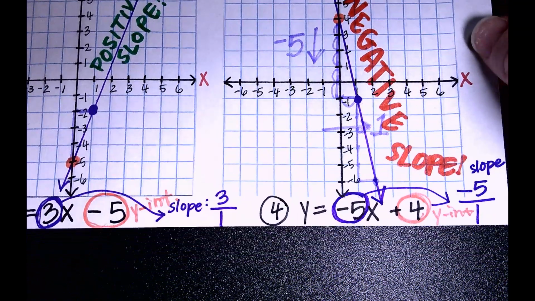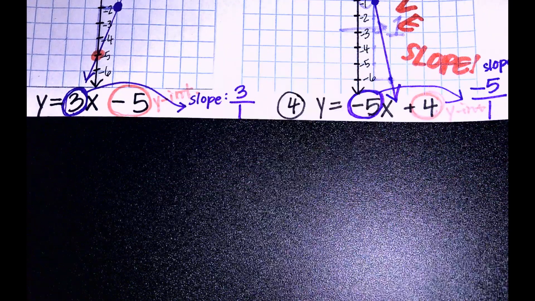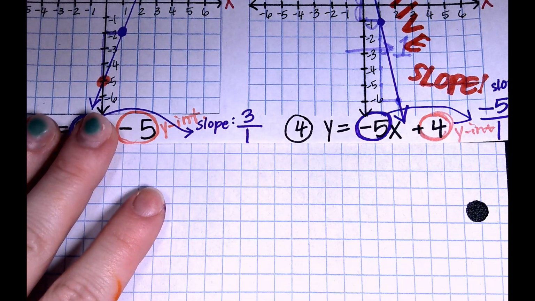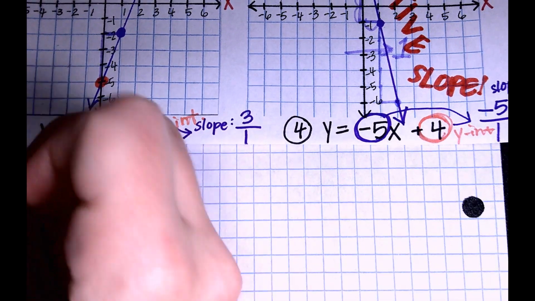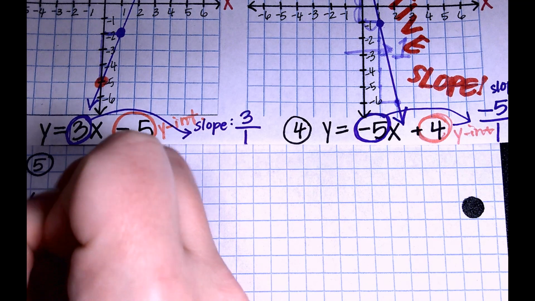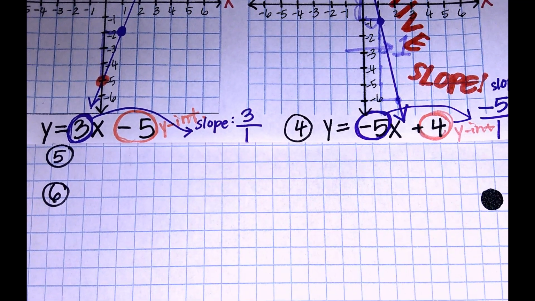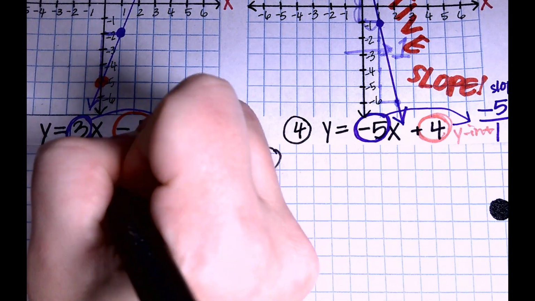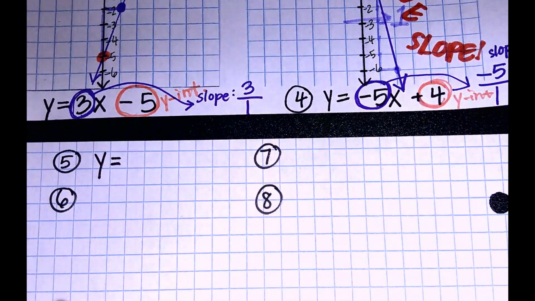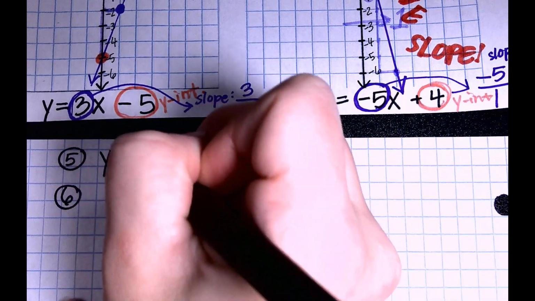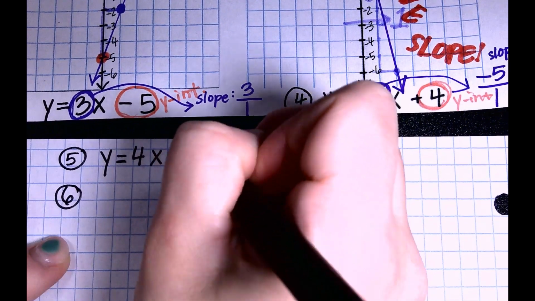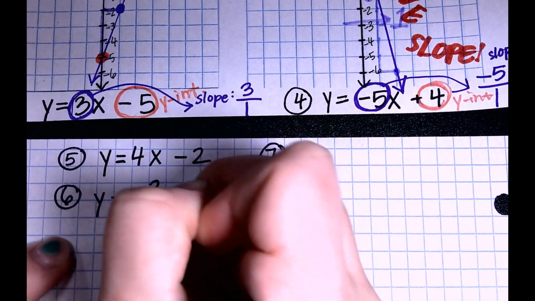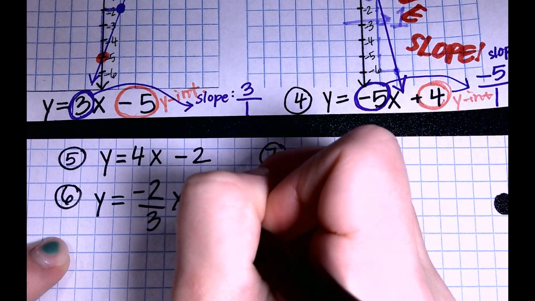But I'm going to scooch this up a little and write some equations for you to try. So that was number 4. I'm going to write 5, 6, 7, 8 to try on your own. We'll do y equals 4x minus 2. Y equals negative 2 over 3x plus 4.